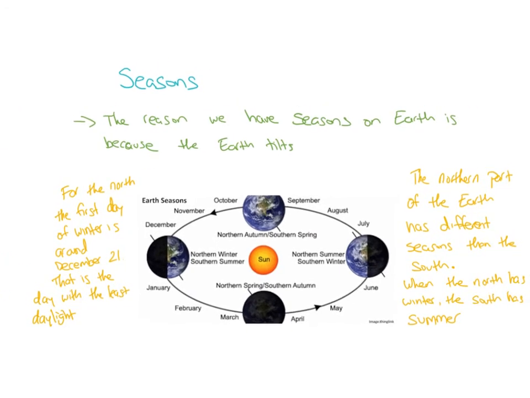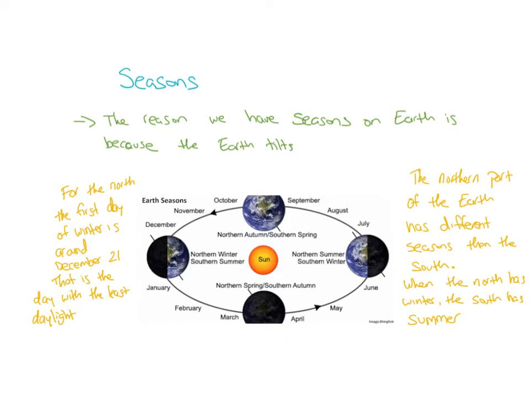Seasons. The reason we have seasons on Earth is because the Earth tilts. The Earth tilts about 23.5 degrees. So I'm filming this on February 1st. We are in the middle of winter in the northern hemisphere. So we are kind of tilted away from the sun. That's why it's a little cold here.